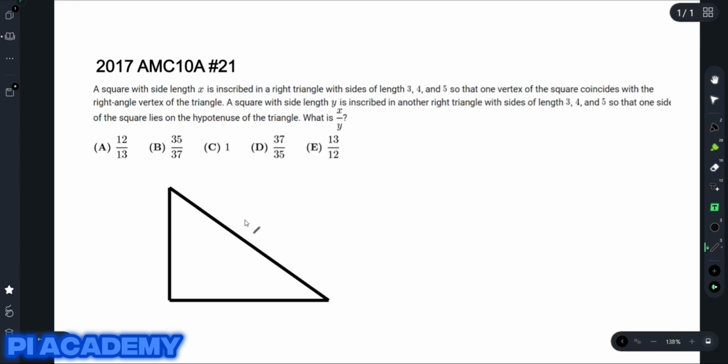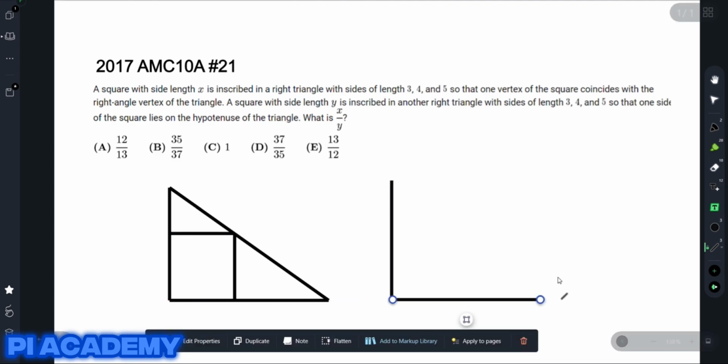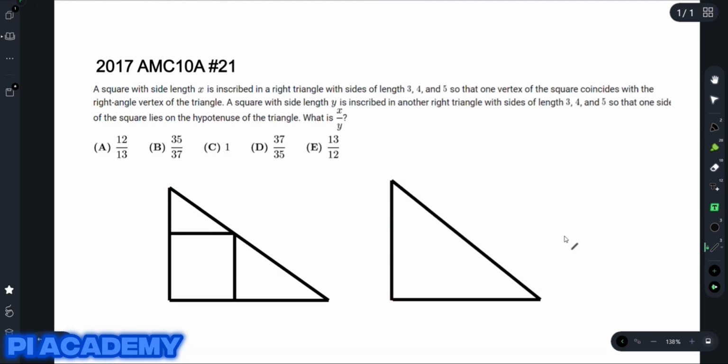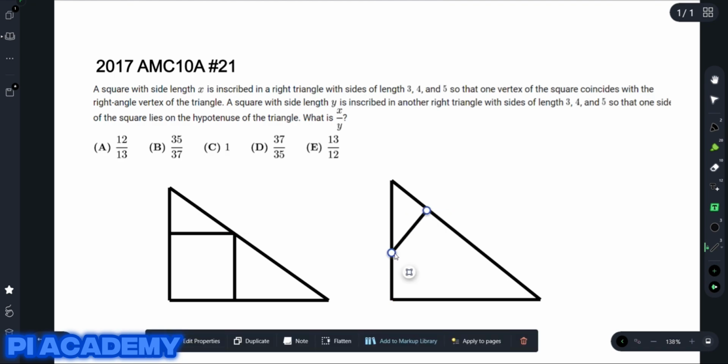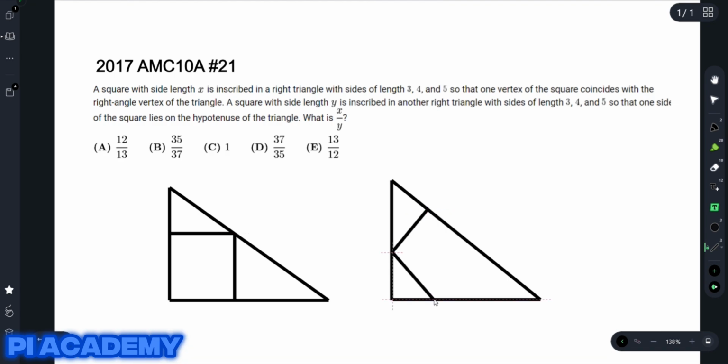So something like this. And the square with side length y is inscribed in another right triangle with sides of 3, 4, 5, so we can virtually just copy. Difference is that one side of the square lies on the hypotenuse of the triangle, which means that it's going to look something like this. Sorry, let me fix this actually.